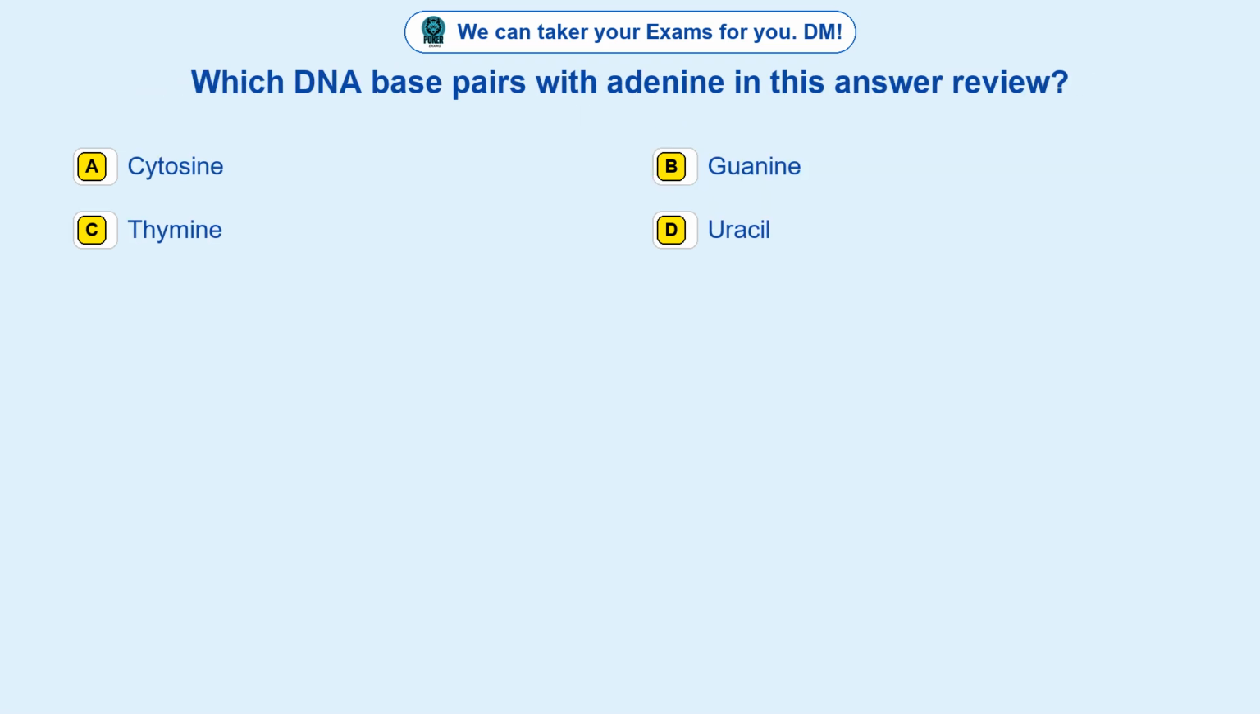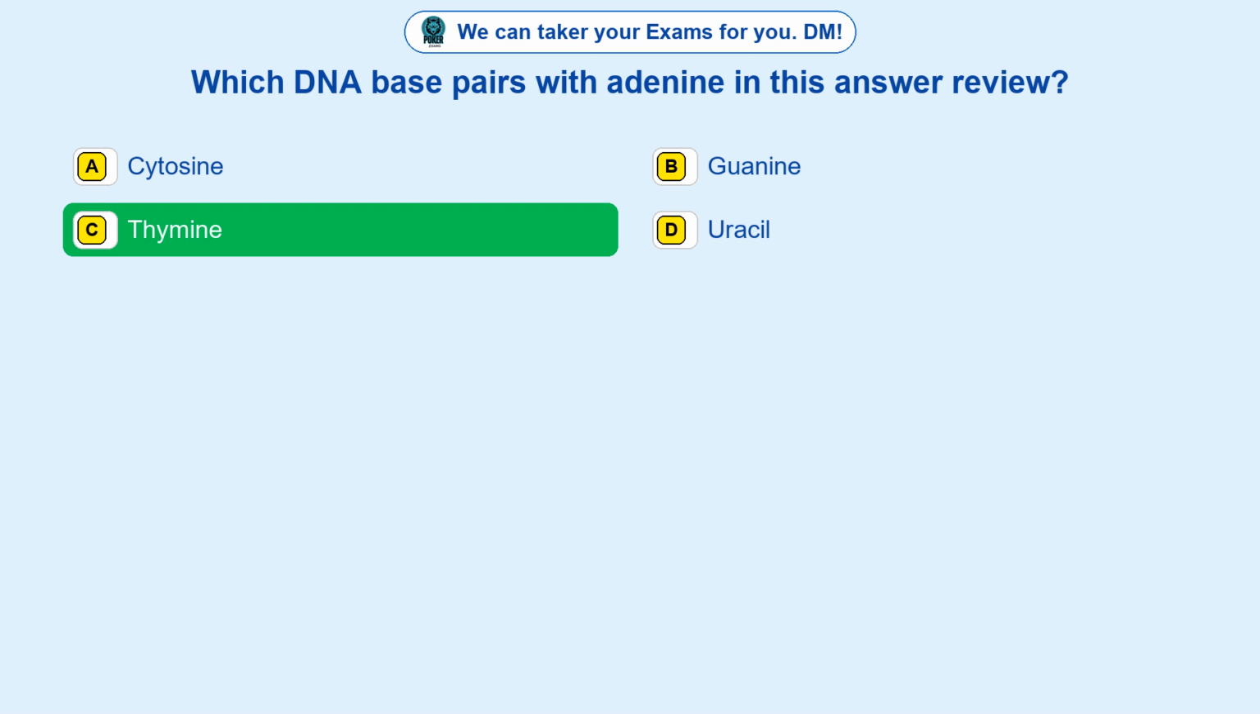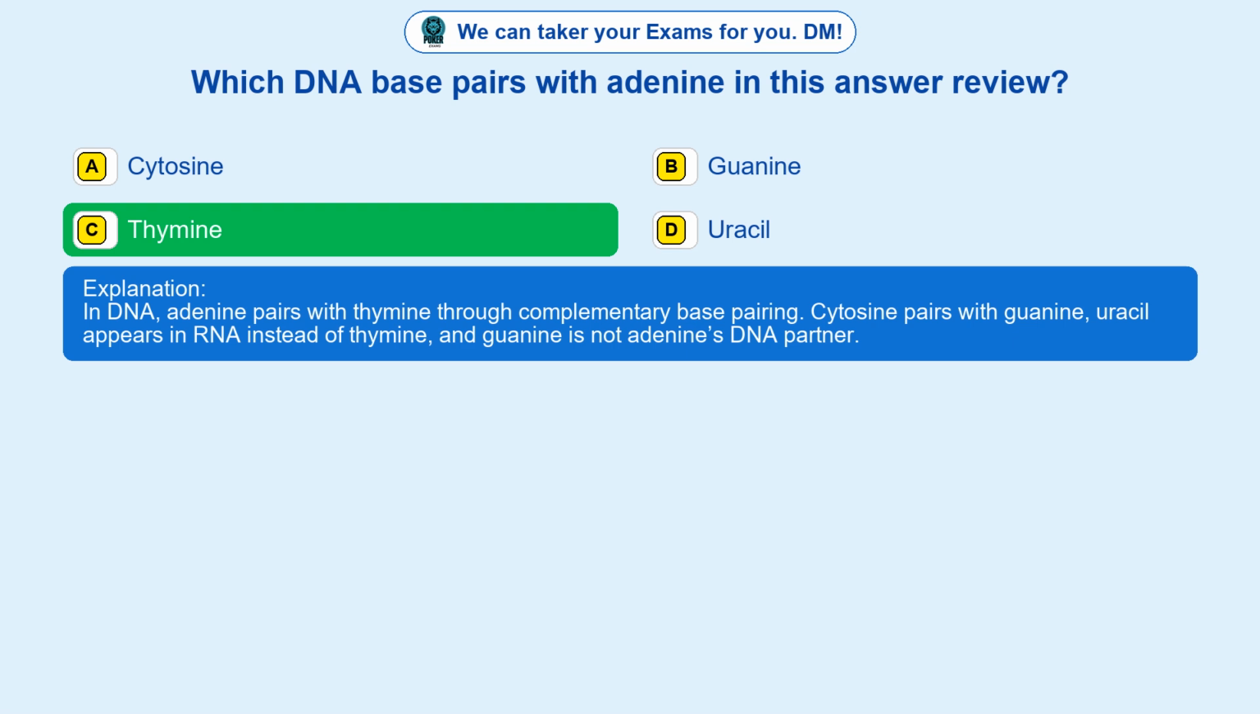Question 7. Which DNA base pairs with adenine in this answer review? Option A, cytosine. Option B, guanine. Option C, thymine. Option D, uracil. The correct answer is option C, thymine. In DNA, adenine pairs with thymine through complementary base pairing. Cytosine pairs with guanine, uracil appears in RNA instead of thymine, and guanine is not adenine's DNA partner.